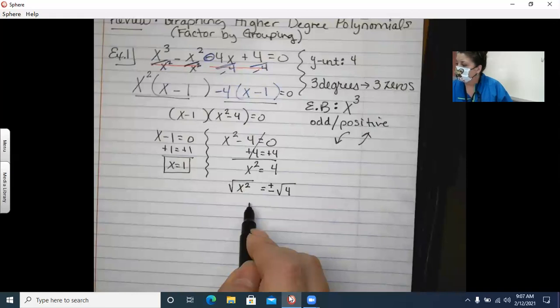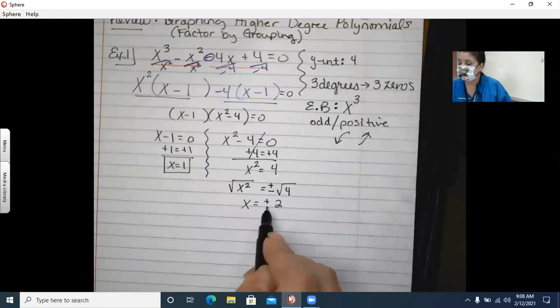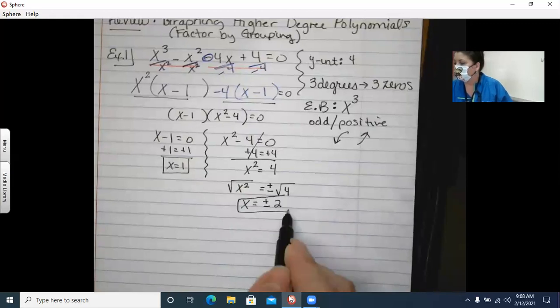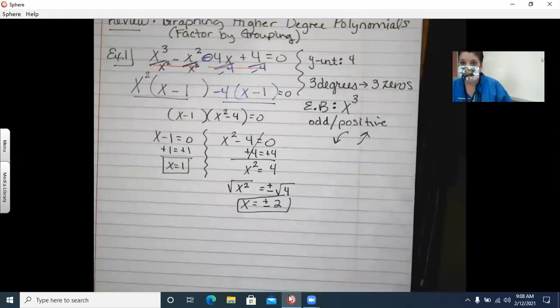X equals, what's the square root of 4? Positive 2 times positive 2 is 4, and negative 2 times negative 2 is 4. That's why it's positive and negative 2. So I've got three solutions: 1, positive 2, and negative 2. Are they all real? Yes.